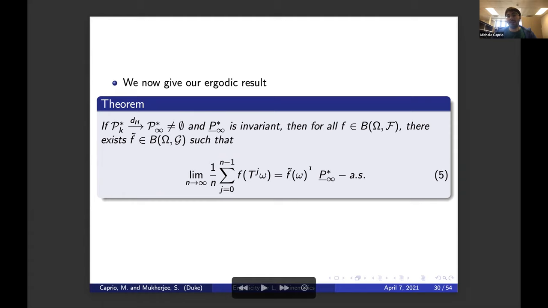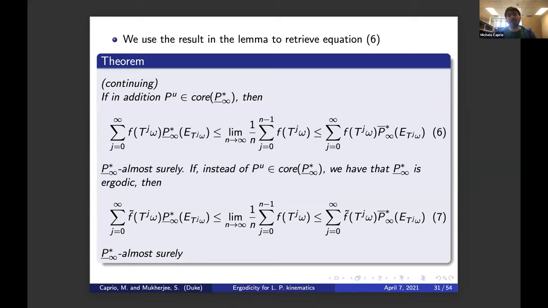And almost surely is basically the same as with regular probability measures. So it basically means that the P star infinity lower bar of this event right here is 1. And not only is it finite, but it's actually equal to this calligraphic f tilde computed in omega. Same omegas here. Right, and then we use the lemma to retrieve the first equation of the following two.